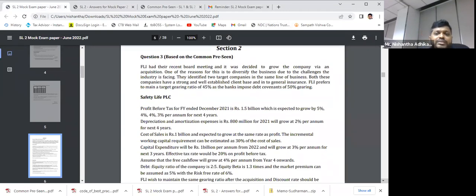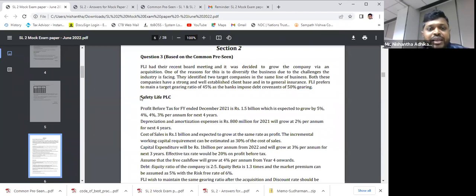Based on the information given, when we are going to calculate this, the most important thing is the current debt to equity ratio, right? Current debt to equity ratio is the most important information. No other information is applicable, right?